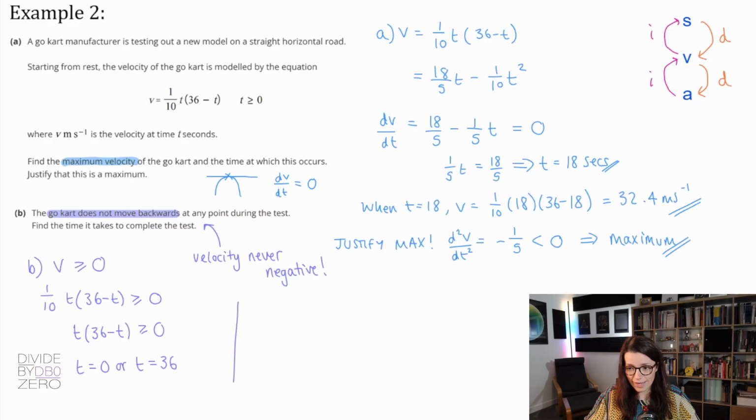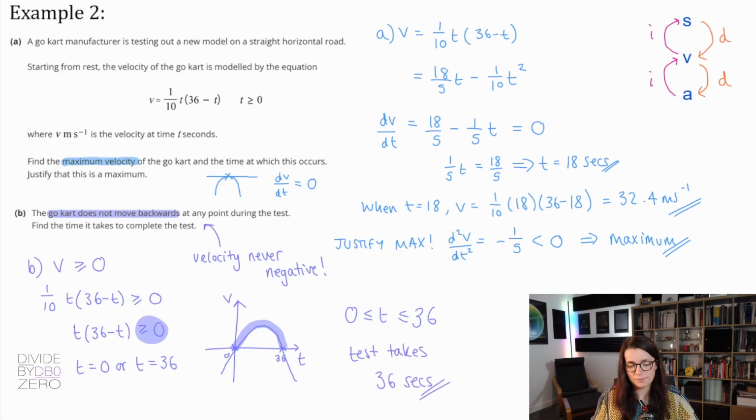I would then make a sketch, really important for quadratic inequalities. So that's t and that's v. It's a negative quadratic that goes through 0 and 36, so maybe something like this. We want the velocity to always be greater than or equal to 0, so we're looking above the t-axis. And that means t is always going to be between 0 and 36. Therefore, the test takes 36 seconds.